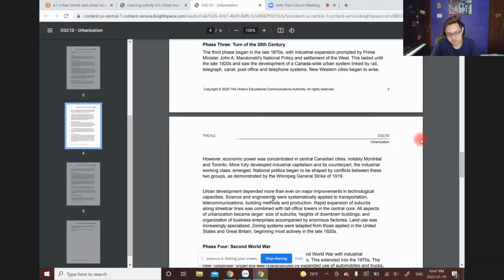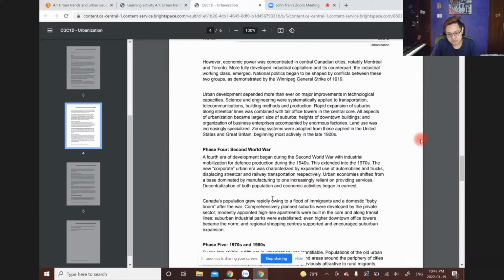Phase 4, Second World War. A fourth era of development began during the Second World War with industrial mobilization for defense production. You know that during 1940 is World War II.